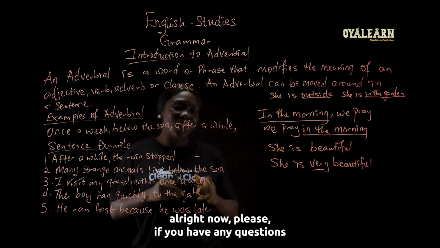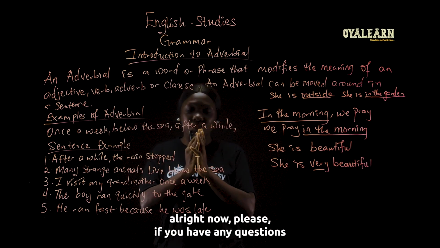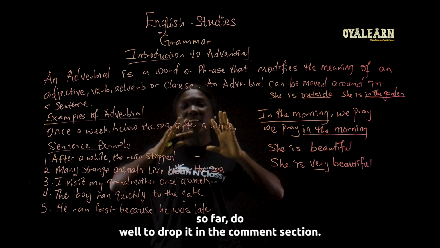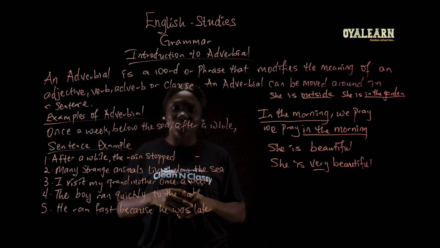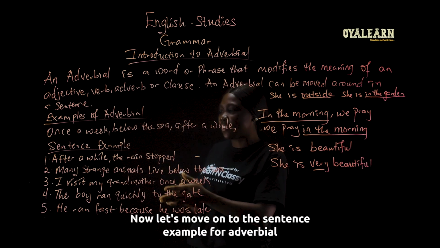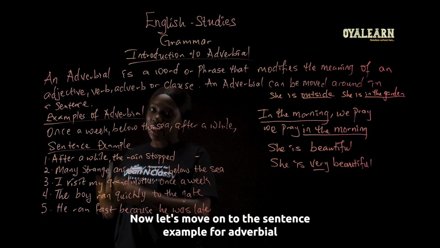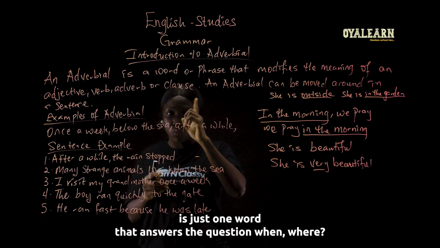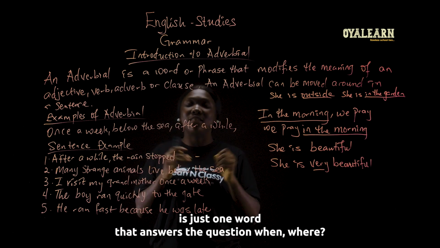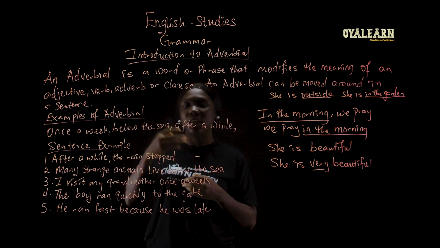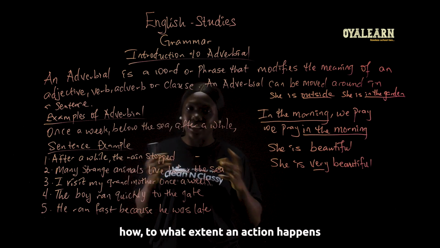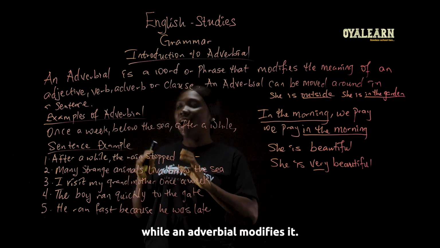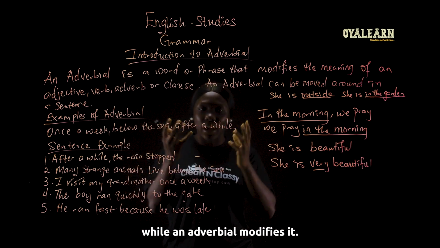All right. Now, please, if you have any questions so far, do well to drop them in the comment section. Now, let's move on to the sentence examples for adverbial. Please do not be confused. An adverb is just one word that answers the question when, where, how, to what extent an action happens, while an adverbial modifies it.